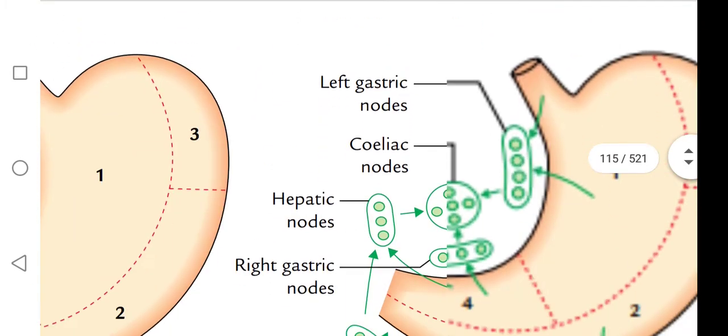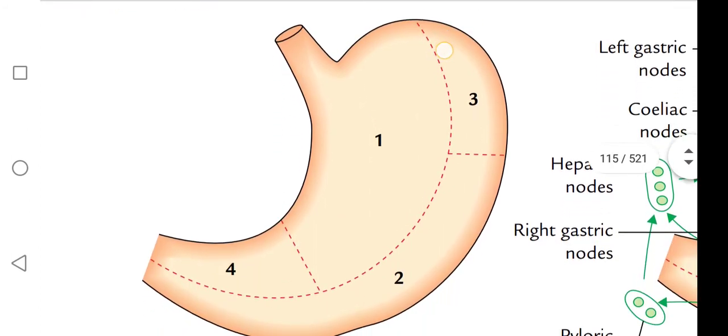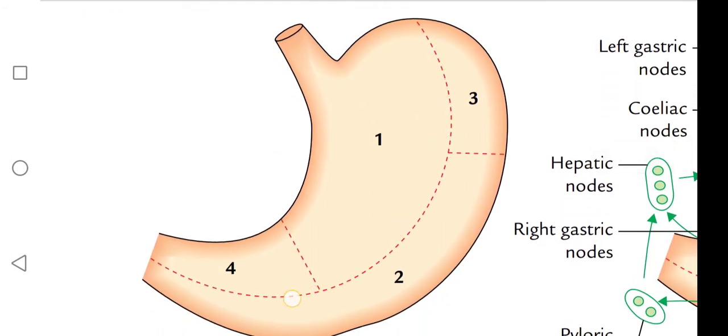See the figure. This is the line. This is the long axis which divides the stomach into the right side and the left side. Clear? This long axis divides the stomach into right 2/3 and left 1/3.